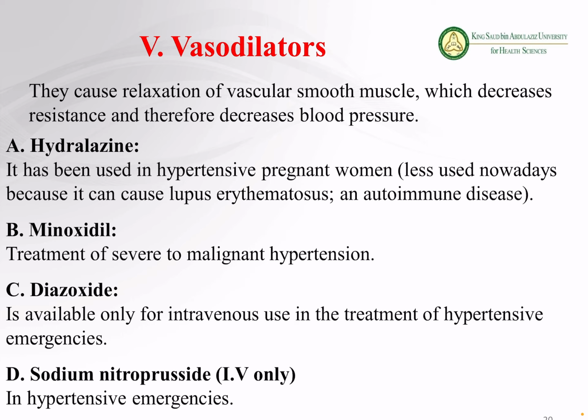Then we have diazoxide. If you remember, I think we discussed in the autonomic nervous system also, diazoxide and sodium nitroprusside. These are the two drugs which we use for the hypertensive emergencies. Okay. What I mean by emergencies is if it exceeds stage 2 hypertension, we discussed that any increase in the blood pressure 160 and above, we consider as stage 2 hypertension. Okay. So diazoxide is available only for intravenous use in the treatment of hypertensive emergencies. Also we have sodium nitroprusside available as an intravenous in the hypertensive emergency.